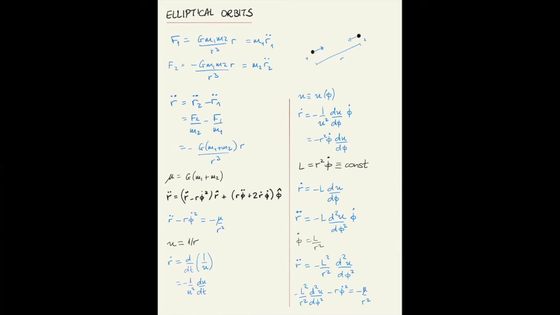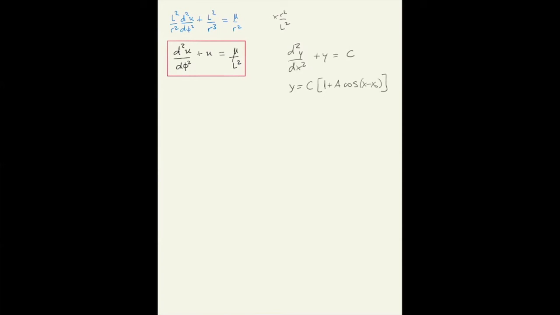Now I'll multiply all terms by minus 1, replace again phi dot with L over r squared, and now multiply all terms by r squared over L squared. So this is known as the equation of the orbit. It's an ordinary differential equation of the harmonic type, where the right-hand side is constant. The general solution of this equation is y equal to C times 1 plus A cosine of x minus x naught, where A and x naught are integration constants.